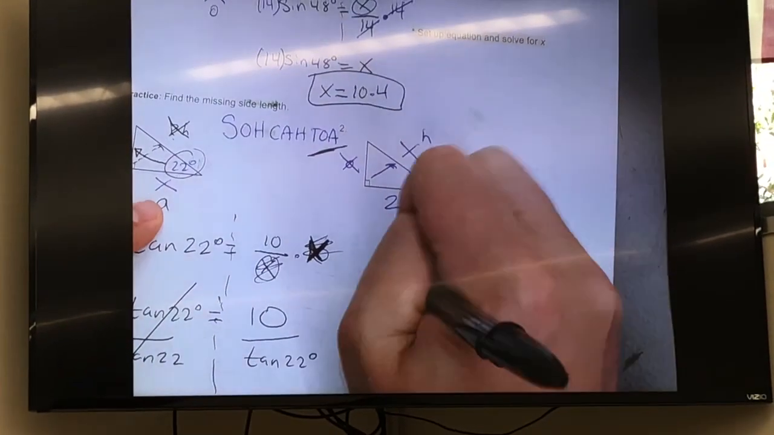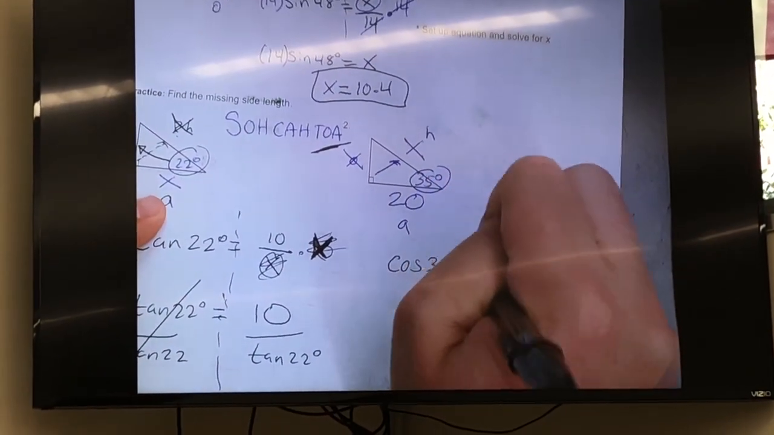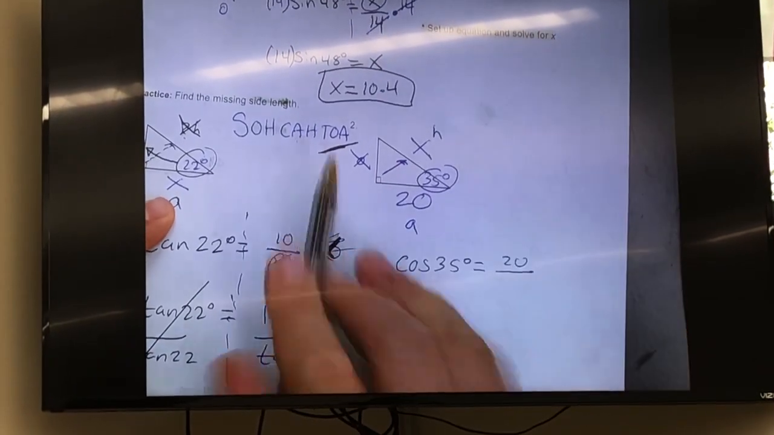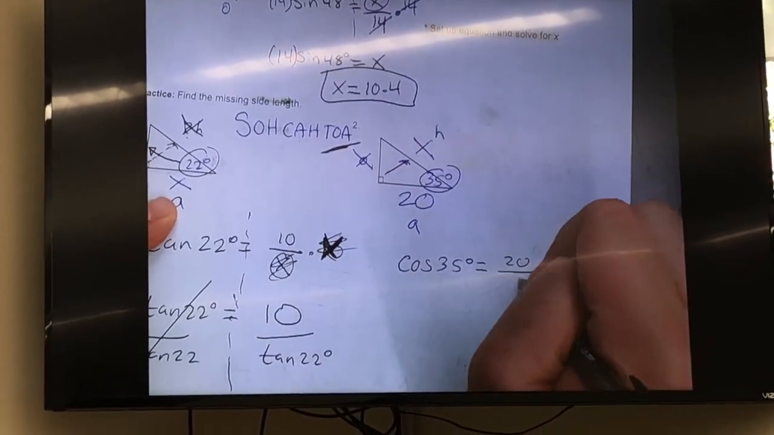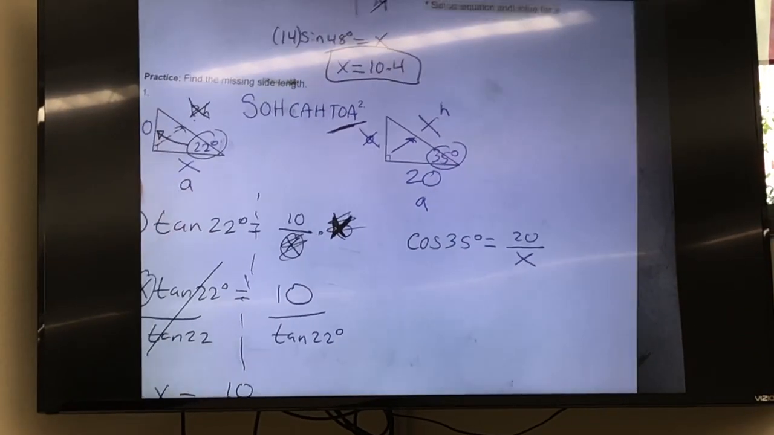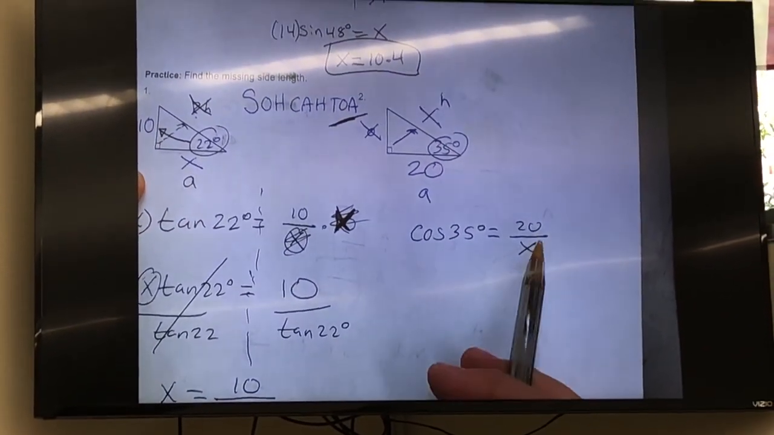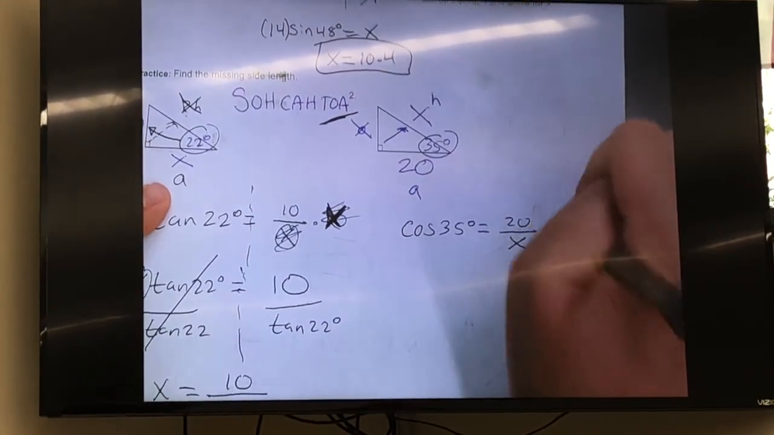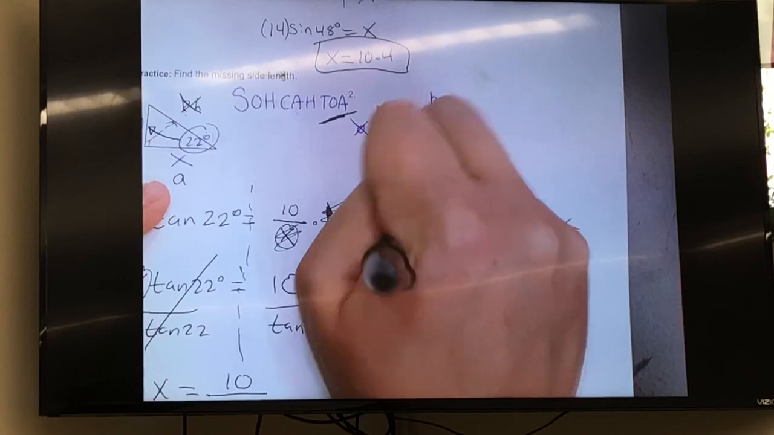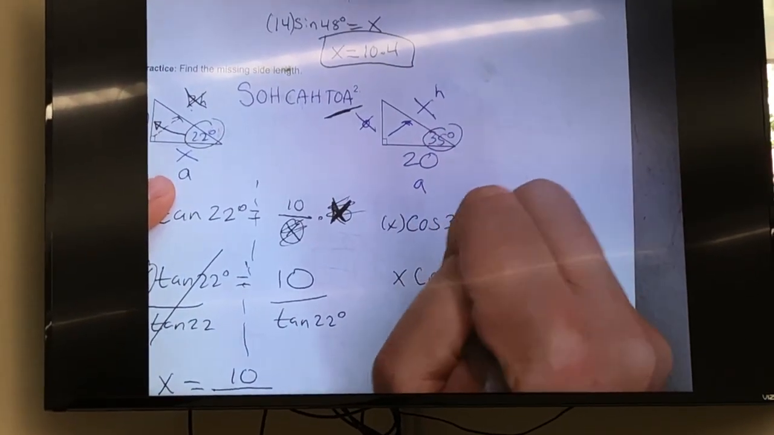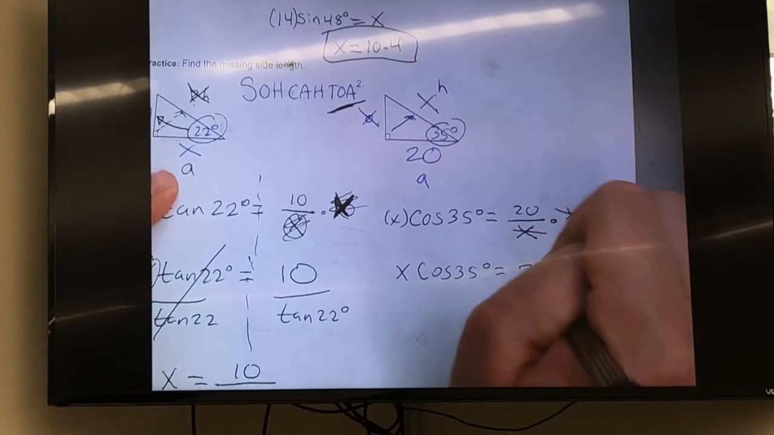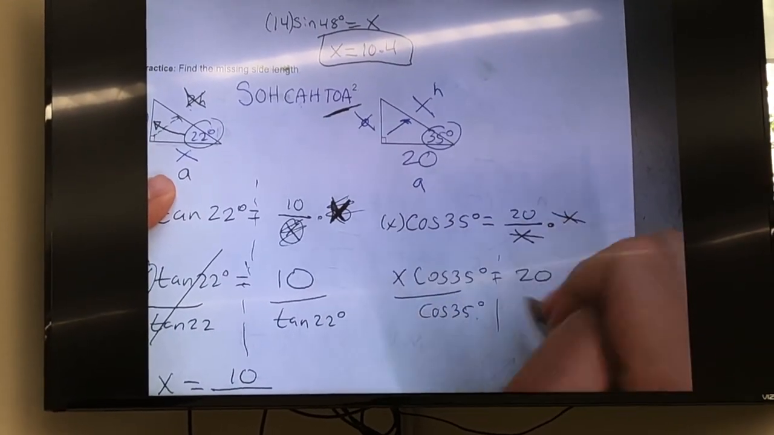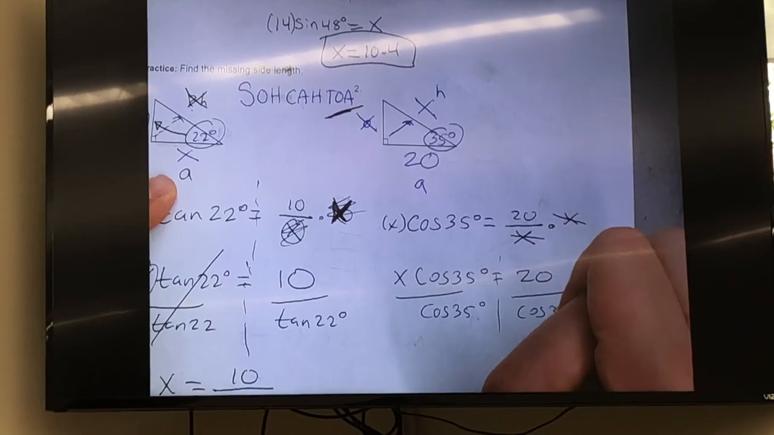So cosine of 35 degrees is equal to our adjacent over our hypotenuse. Tricky, right? This x is in our denominator again, so we got to do what we did on the last one. We're going to multiply both sides by x to give us x. Cosine of 35 degrees is equal to 20. And then we are going to divide by the cosine of 35 degrees.